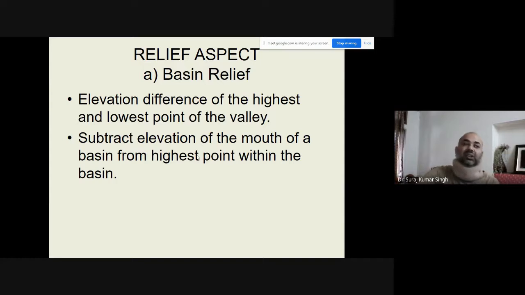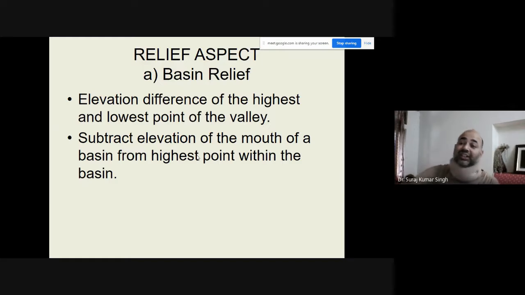So whenever you are doing this, you have to calculate the drainage area, then the circulatory ratio, then the elongation ratio, drainage density, drainage texture, and stream frequency in terms of the areal aspect. Now, the third aspect on the basis of which we will be performing the drainage morphometric analysis is basin relief. So, what does basin relief suggest? It is the elevation difference between the highest and the lowest point of the valley.